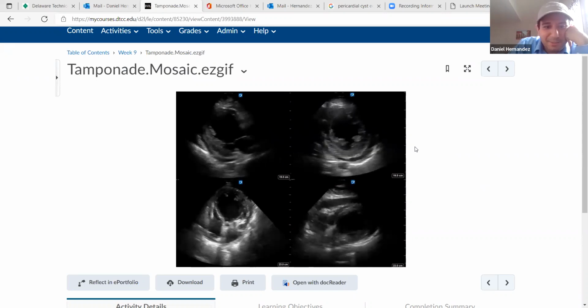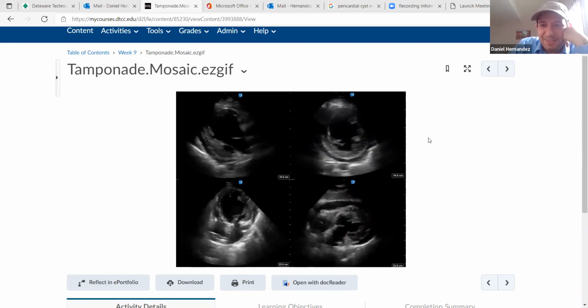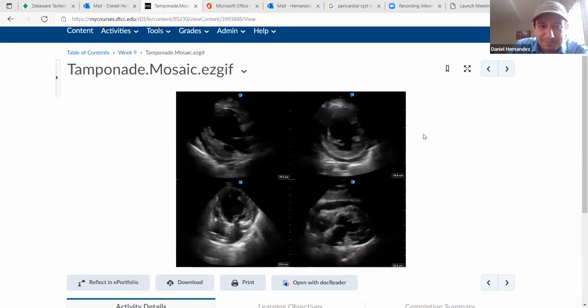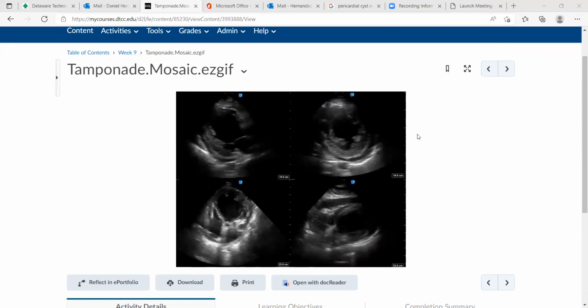What do you guys see in these pictures? Can you guys see these clips? Yeah.